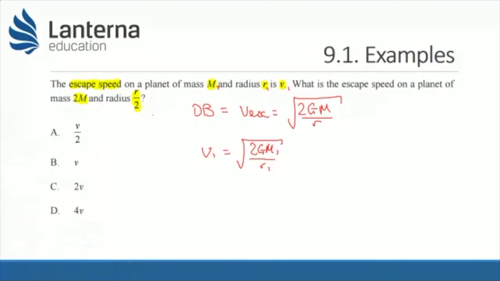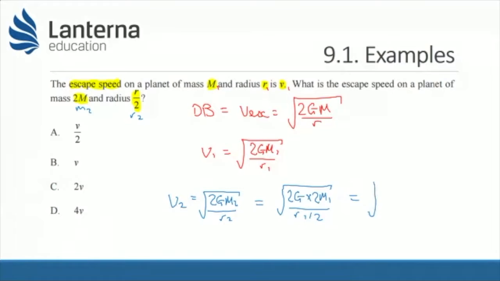Now let's go for a different color. And these are all mass 2 and radius 2. So this is m2, this is r2. So v2 is equal to the square root of 2GM2 over r2. What I can do is replace these with the expressions I've got here. So this is in terms of m1, and this is in terms of r1. So that's equal to the square root of 2G times 2m1 over r1 over 2. So that's equal to the square root of 4 times 2GM1 over r1.